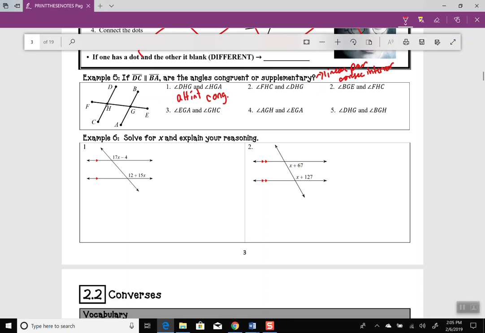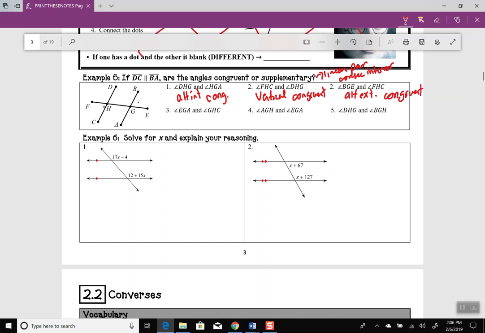Angle FHC, that's this one, and DHG. These are vertical angles, so they're going to be congruent. BGE is right here, and FHC is right there. These are on the exterior, because again, you squish these two lines together. These angles are on the outside, they don't get squished, and they're on alternate sides, so alternate exterior angles, and those are congruent. They're equal.